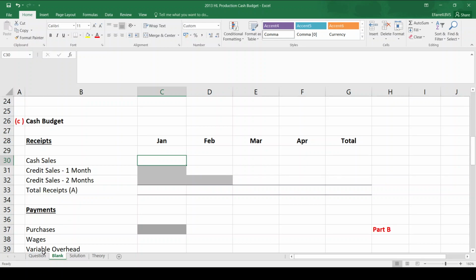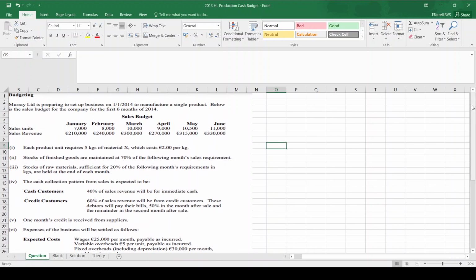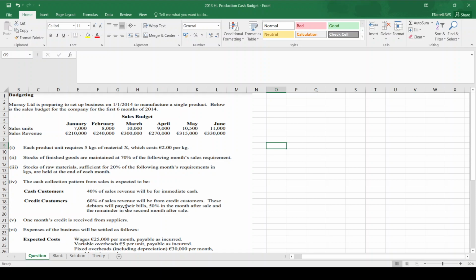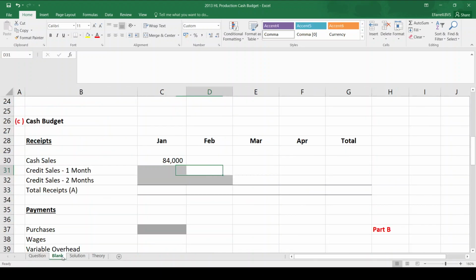So again, with January, I'm going to start off with the January sales. Sales in January were 210,000, and of those, 40% were for cash. So this is going to be 210,000 by 40%, which is 84,000. And then 60% was on credit. So again, I'm starting off at my 210,000 by 60%, because 60% were on credit. And of the ones on credit, I received half of that in 1 month, so I multiply it by 50%. And the other half, it's going to be the same figure, I received in March, which is also 63,000.